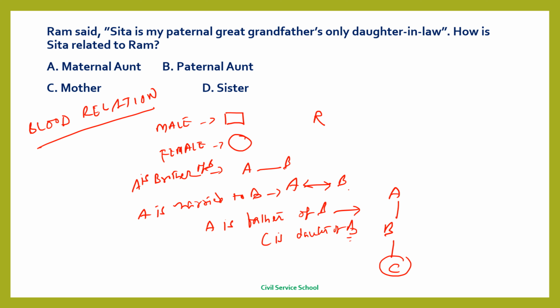Ram said, we don't know the gender of Ram, although it looks like a male name. Sita is my paternal great grandfather's only daughter-in-law. Paternal great grandfather. So grandfather will be a male. So this is grandfather. Let me draw here. This is great grandfather. So great grandfather has one son or daughter. We don't know.